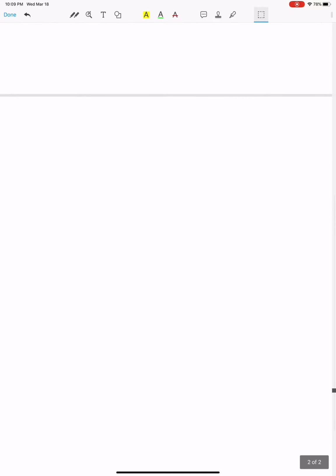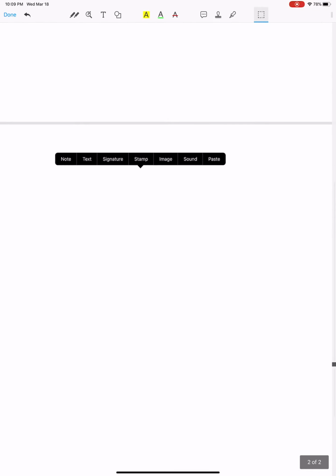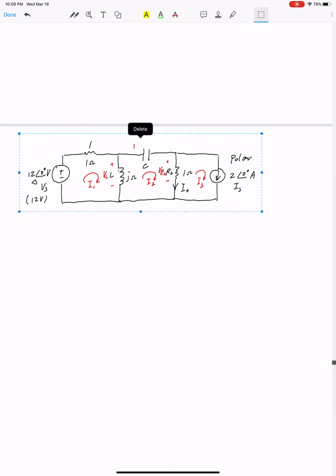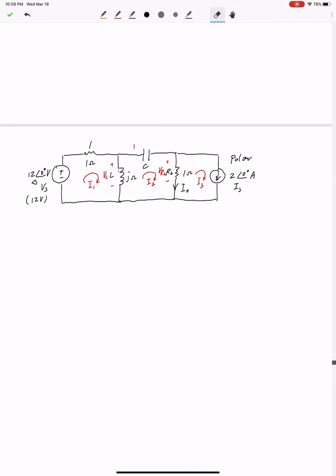Okay. All right. And I need to get rid of those notations. Okay, and this is L, R1, C is j ohm, minus j ohms. This is R2, this is IS, okay.